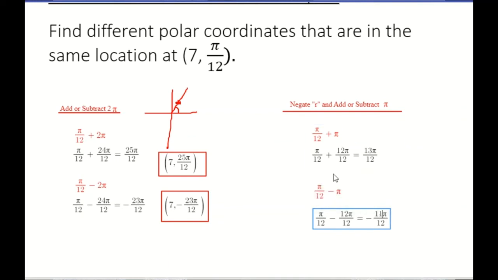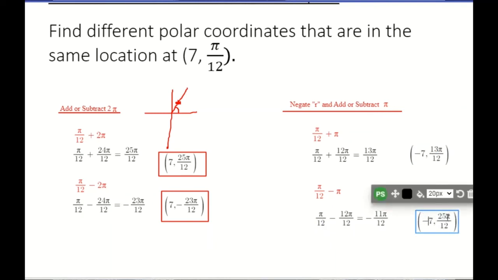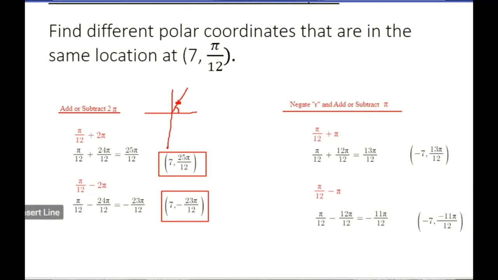Okay, so we're doing this to figure out what the new angle measure should be. We're going to also negate r. So when we write our coordinates here, we should have -7, comma 13 pi over 12, and we'll have -7, comma -11 pi over 12. So look at all these different combinations. So if I ask you to find different coordinates, under certain restrictions, that are in the same location, each one of these is a little different, right?